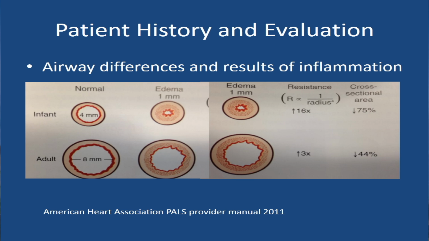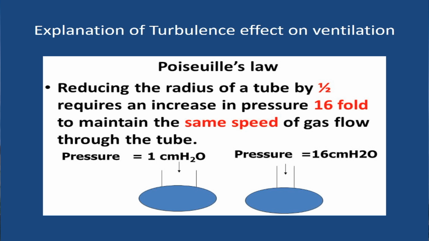And up until the age of 8, the lungs and the lung field and the trachea and the bronchioles are much smaller and therefore are easily compromised. Poiseuille's law tells us that reducing the radius of a tube by 1/2 requires an increase in pressure 16-fold to maintain the same speed of gas flow through the tube. This law applies to the exponential decrease in lumen size and the increased pressure necessary to have the same volume of air going in those tubes that are inflamed or as a result of asthma or some other infection.